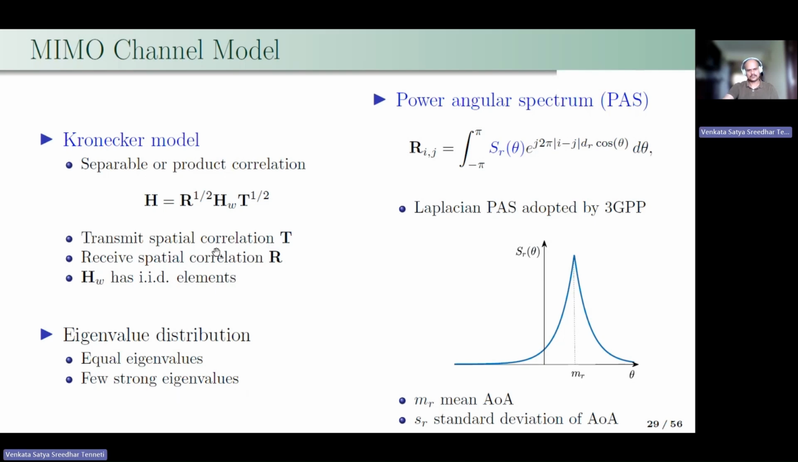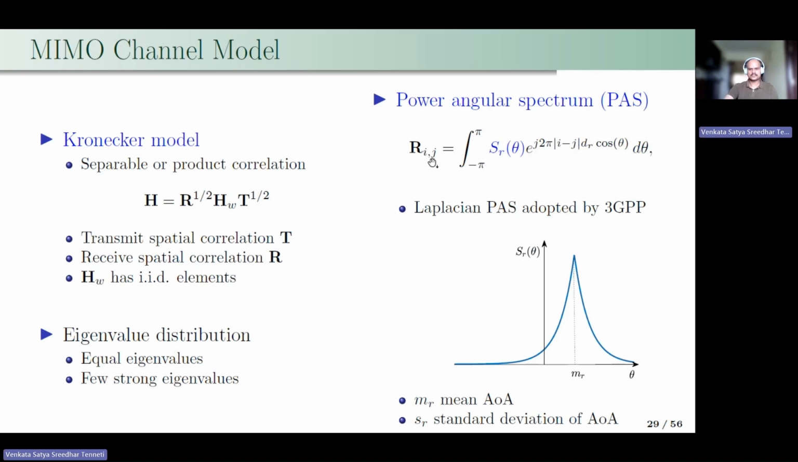Now, how do we compute these correlation matrices? These can be computed using the power angular spectrum. The power angular spectrum gives the distribution of the received power as a function of the angular variable for the receive case, whereas in the transmit case, it gives the distribution of the transmit power as a function of the angle of departure.